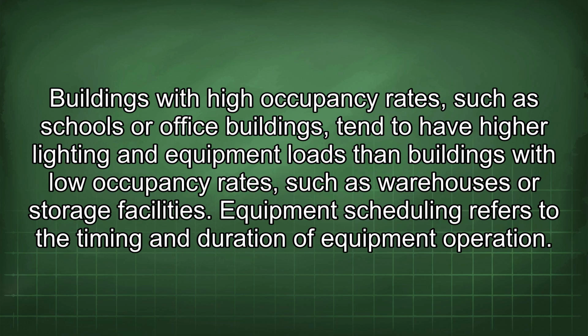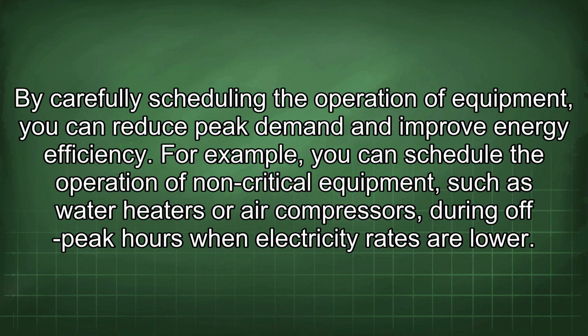Buildings with high occupancy rates, such as schools or office buildings, tend to have higher lighting and equipment loads than buildings with low occupancy rates, such as warehouses or storage facilities. Equipment scheduling refers to the timing and duration of equipment operation. By carefully scheduling the operation of equipment, you can reduce peak demand and improve energy efficiency. For example, you can schedule the operation of non-critical equipment, such as water heaters or air compressors, during off-peak hours when electricity rates are lower.